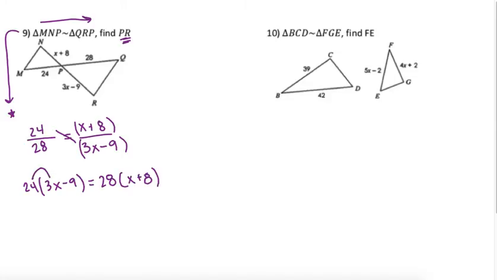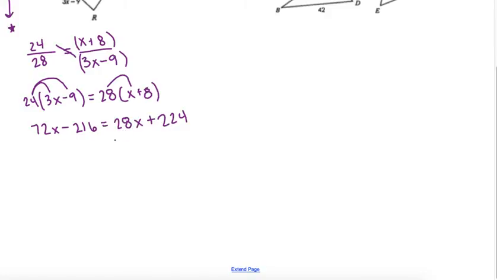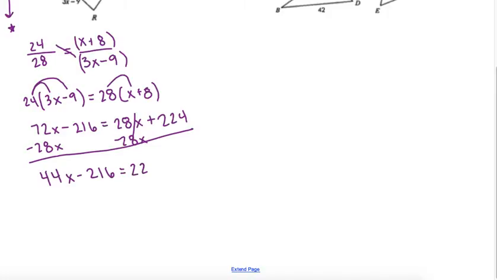Distribute out, so I'm going to take 24 times 3. I have 72x minus 24 times 9 as I distribute the 24 to the 9, 216 equals 28x plus, I need help with 28 times 8, 224. I have x's on both sides, so I'm going to go ahead and subtract this 28x. Again, moving the smaller one just to stay positive. So 72 minus 28, I get 44x minus 216 equals 224.